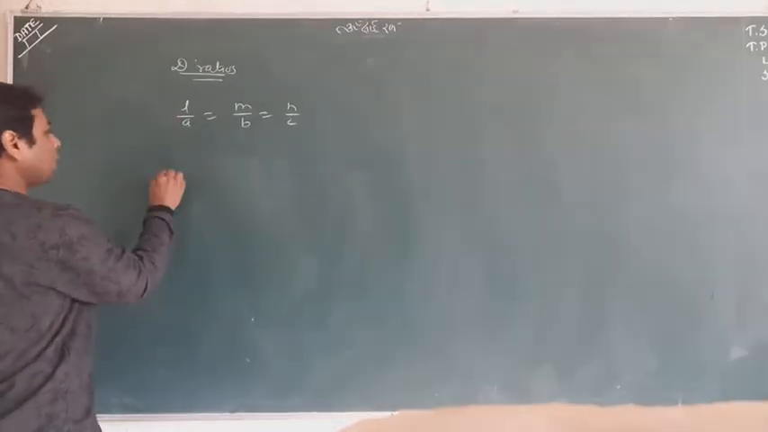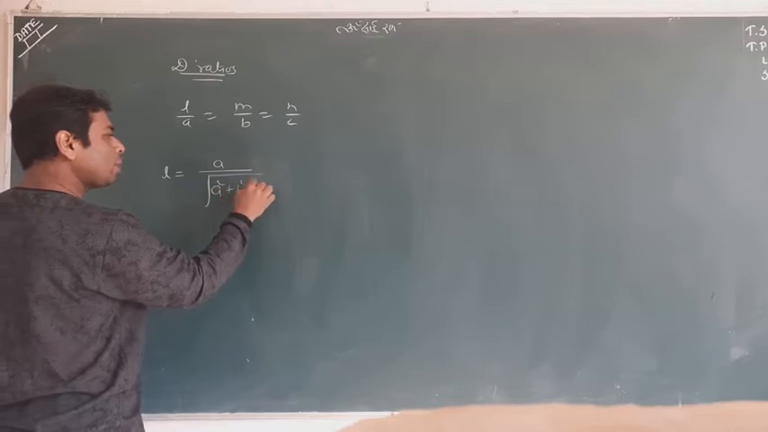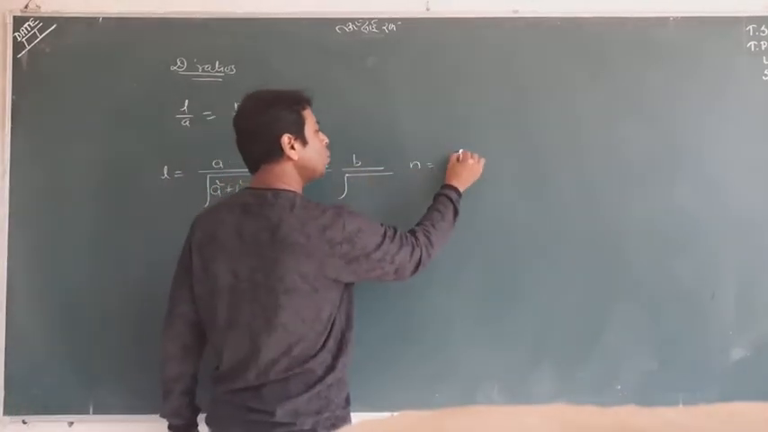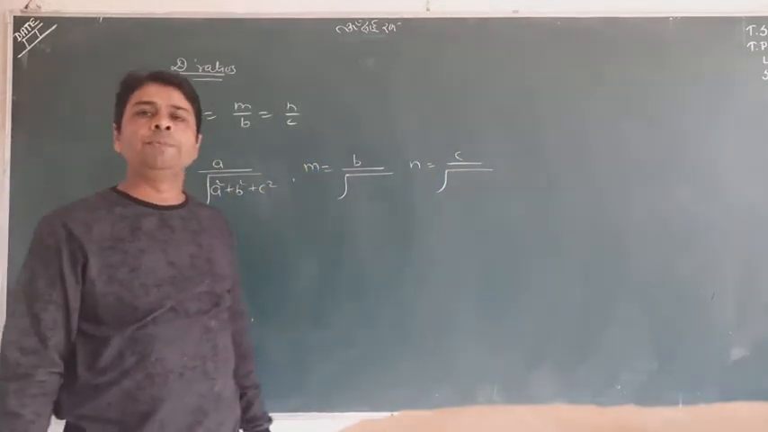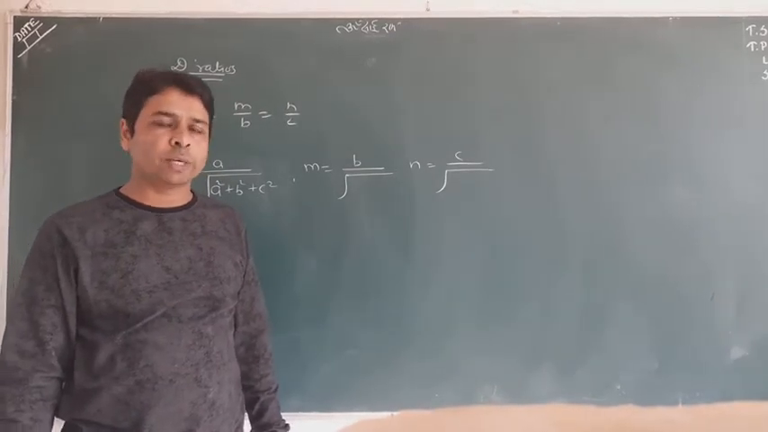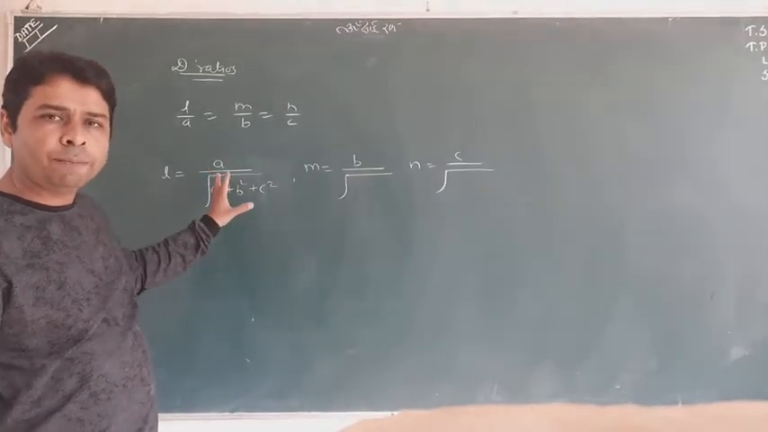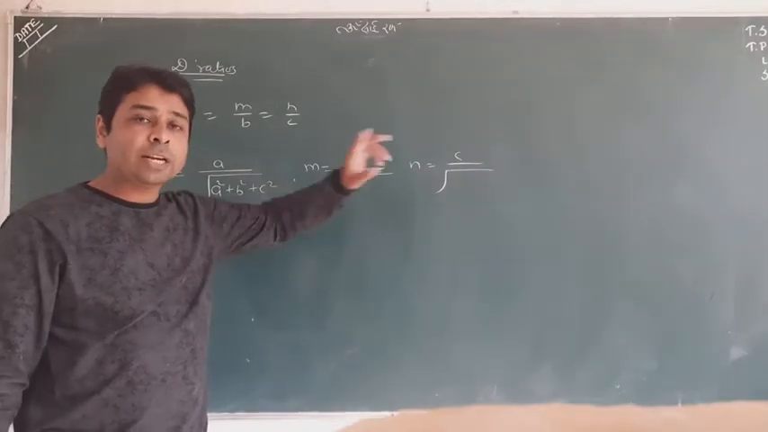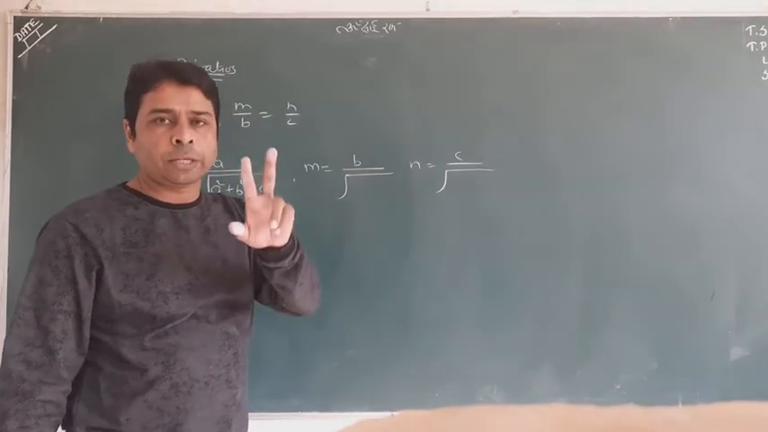I taught you one formula: l equal to a upon root of a square plus b square plus c square, m equal to b upon the same, n equal to c upon the same. At that time it was plus and minus, but I also said that we can take only one symbol, the plus symbol, so it is also correct. So I am taking the plus symbol, and this is a very important formula when we have to find l, m, n and the ratios are given.